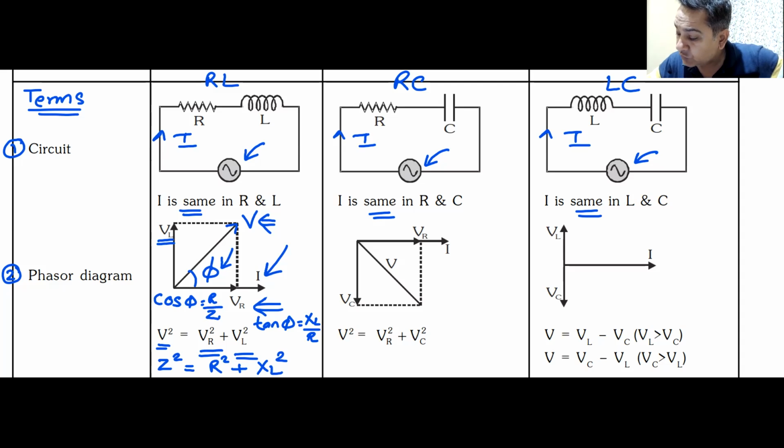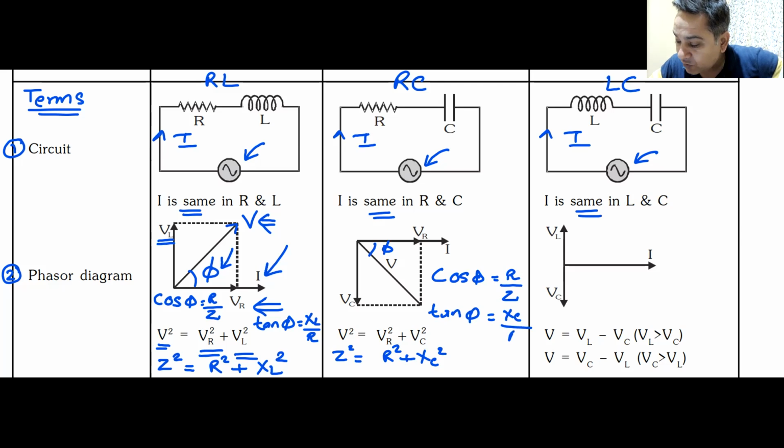Now, if I go to the RC circuit, my Z squared will become R squared plus XC squared. Again, here, this angle would be phi. Voltage will be lagging current by an angle of phi. If someone asks you the value of cos phi, it will again be equal to R by Z. The value of tan phi would be equal to XC, which is 1 by omega C, divided by R. The LR and RC circuits are the two circuits that will come.